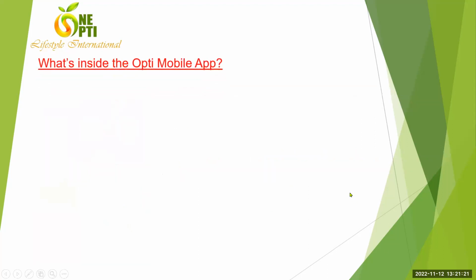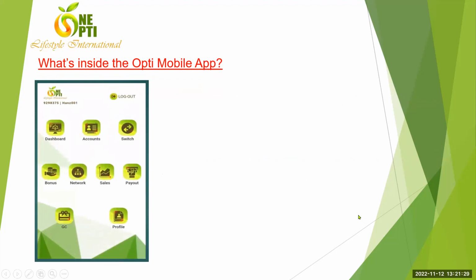So what's inside the Opti mobile app? What do those icons mean? Here's how it works. I will try to explain those icons one by one. On the upper left corner, you will see your dealer number, which is basically your user ID. Each account comes with a different dealer number. Your dealer number is only applicable per account. So if you have 7 accounts, even though they're under your name, you will have 7 dealer numbers.